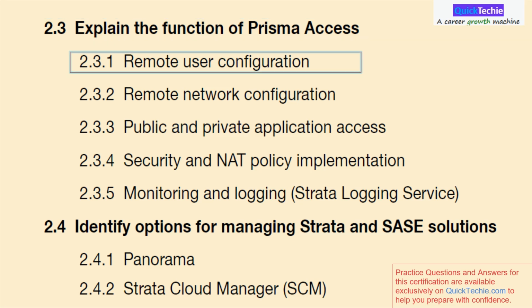2.3.1. Remote user configuration. Remote users can connect securely to Prisma Access from anywhere using a GlobalProtect agent installed on their laptops or mobile devices. This agent establishes an IPsec or SSL VPN tunnel to the nearest Prisma Access gateway, based on geography. Example. Imagine a sales executive in Mumbai accessing the CRM system hosted in Delhi. With Prisma Access, traffic from their laptop is encrypted and sent to the closest cloud gateway, where it is inspected for malware, unauthorized applications, or risky behavior before reaching the destination.